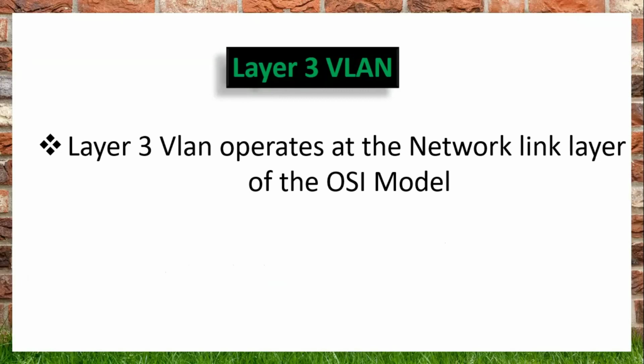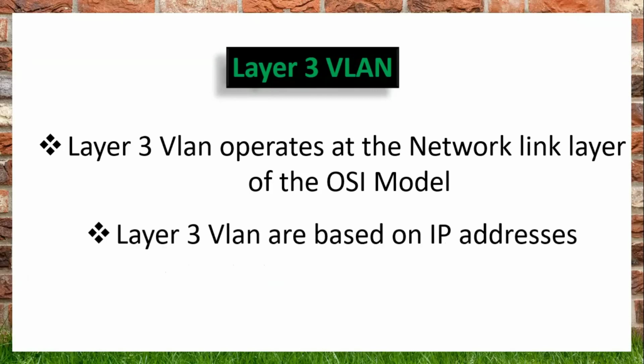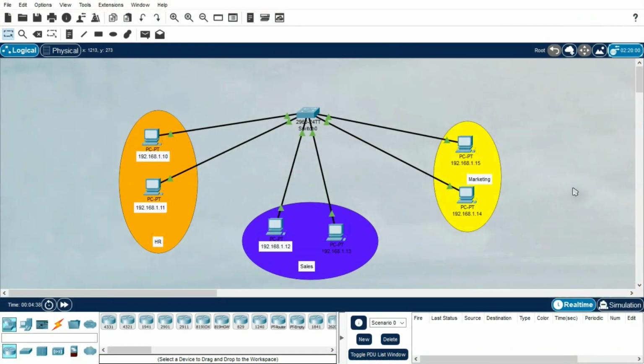Layer 3 VLANs operate at the network layer of the OSI model, and Layer 3 VLANs work based on IP addresses. This VLAN can be used to route traffic between VLANs using multilayer switches. Layer 3 VLANs are generally used in large and more complex networks where routing between the VLANs is needed. Now we will see the VLAN configuration step by step.